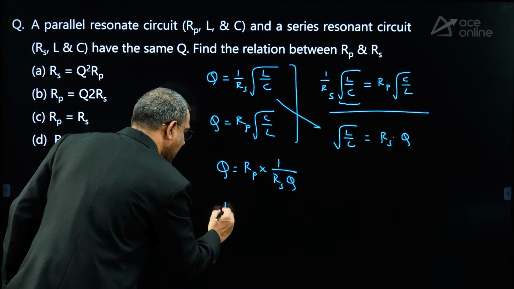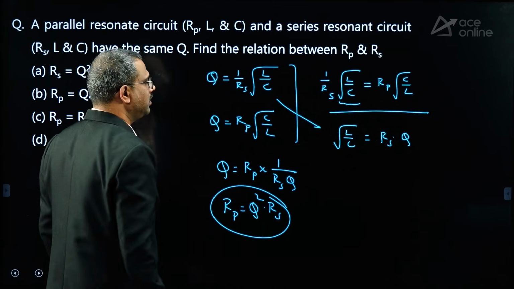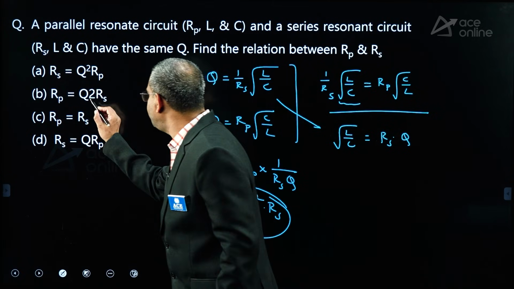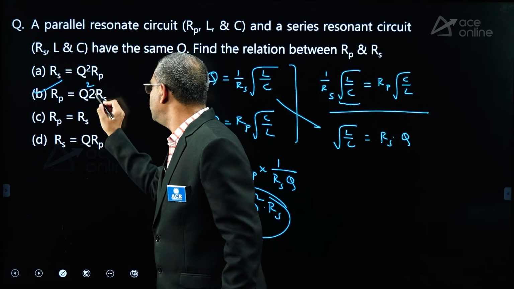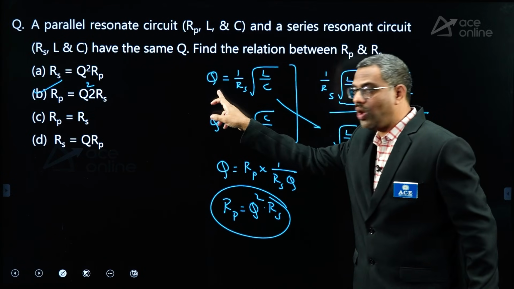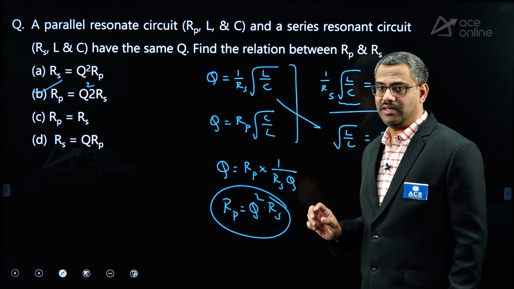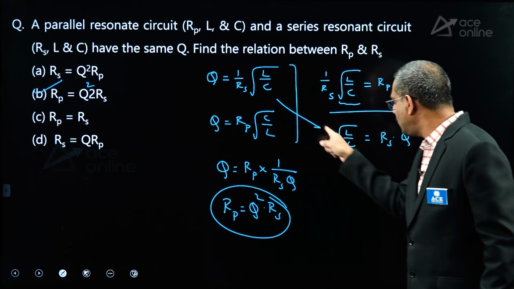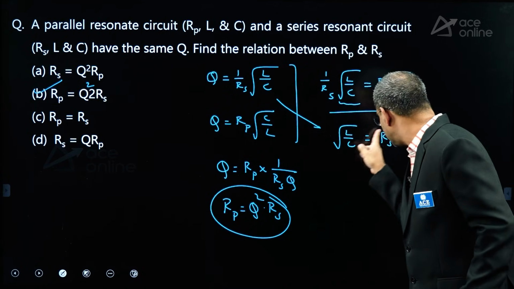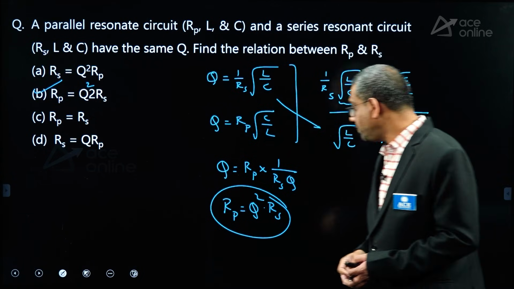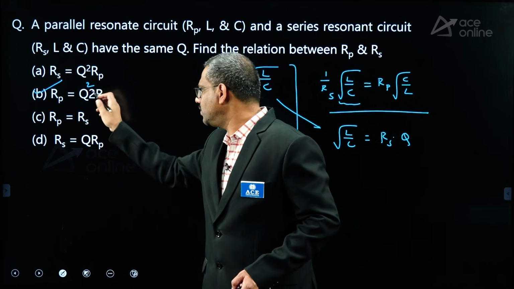From that I can write RP is quality factor square into RS. So if you observe, RP is quality factor square into RS. In my slide it came as Q2, but actually it is Q square only. It is simple: the quality factor of series RLC is 1 by R series root L by C, and the quality factor of parallel is the reverse of it, RP root C by L. But both are equal, and root L by C is RS into Q, which I substitute here. But this is root C by L, so 1 by this. If I equate, I get RP is quality factor square into RS. So it is option B.